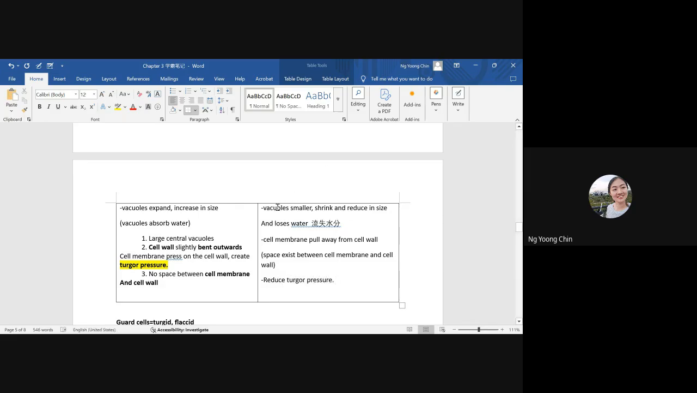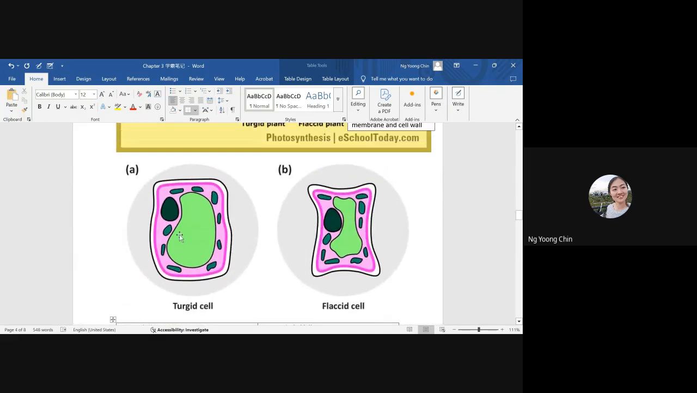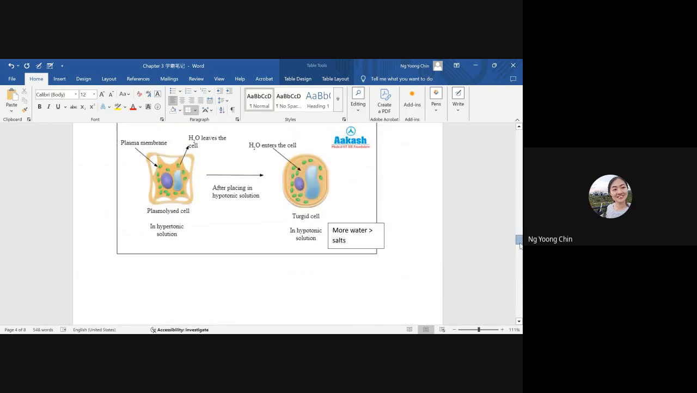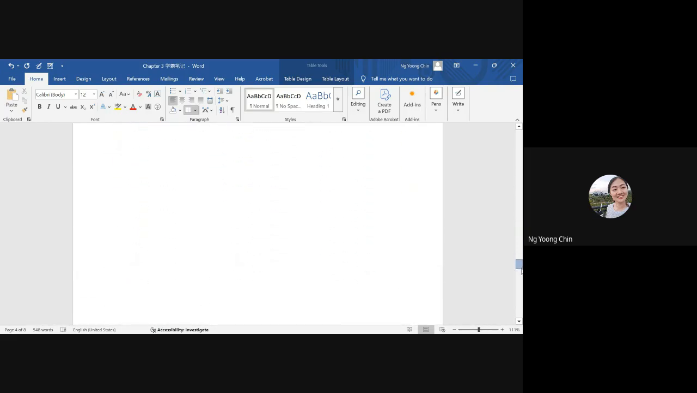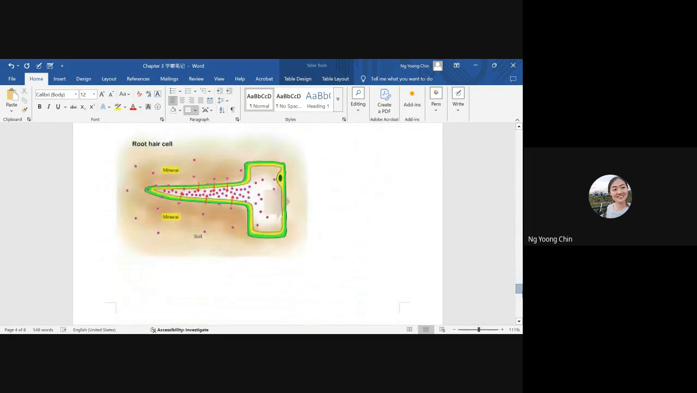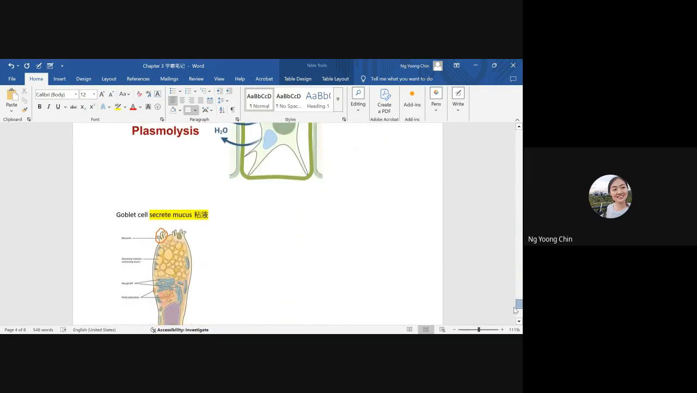Okay, you should understand how a plant cell gets turgor pressure. When the vacuole absorbs water, it will expand. Once it expands, it will cause the cell membrane to press on the cell wall. This is the moment at which they're able to create turgor pressure, because the cell wall is being pressed by the cell membrane due to the vacuole increasing in size. So I hope you understand that. Okay, I think that's all for this chapter.